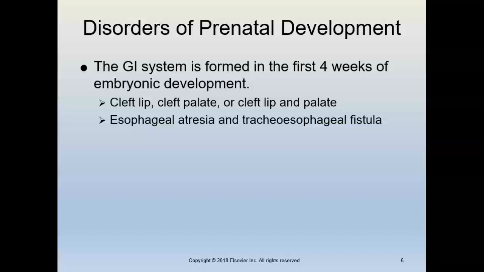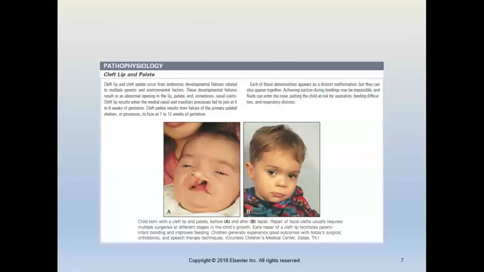The GI system is formed in the first 4 weeks of embryonic development. The first disorder of prenatal development we'll talk about is cleft lip and palate. Cleft lip, cleft palate, and cleft lip and palate are separate anomalies that are closely related in etiology, pathophysiology, and nursing care. These distinct problems are all abnormal openings in the lip or palate.